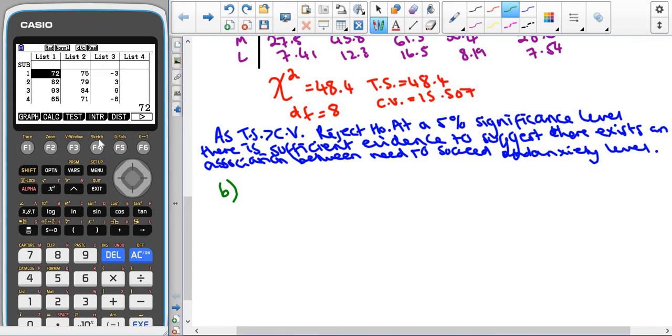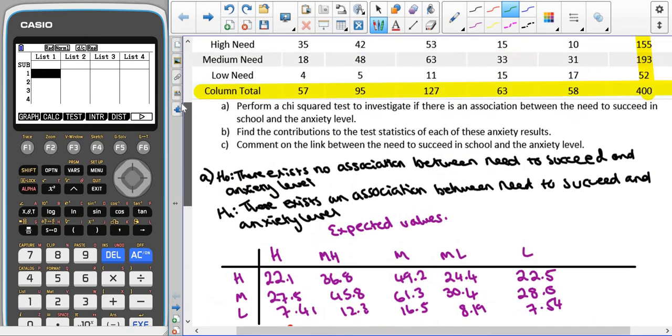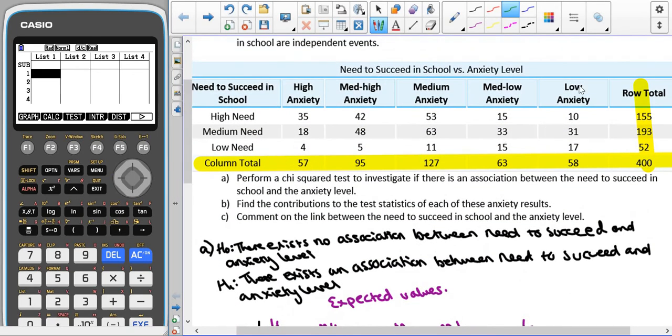So that means I'm going to delete what I have in my calculator already. And I'm going to put my observed values into list 1 now. The observed values are these ones here that they came in the question originally. And I'm going to enter them in going across. And it's very important that you remember which way you put them in, because you need to put your expected values in the same way.